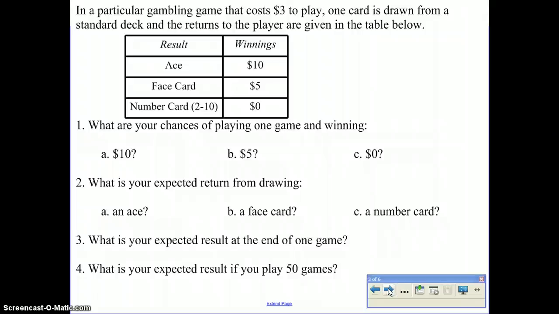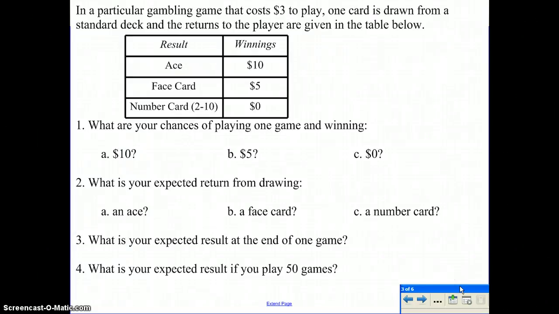So, in a particular gambling game that costs $3 to play, one card is drawn from a standard deck, and the returns to the player are given in the table below. So, you pay $3, you play this game, there's a deck of cards, you just randomly draw one card. If you happen to draw an ace, you win $10. If you happen to draw a face card, that's a jack, a queen, or a king, you win $5. If you happen to draw any numbered card, 2 through 10, you win nothing. So you lose your money.